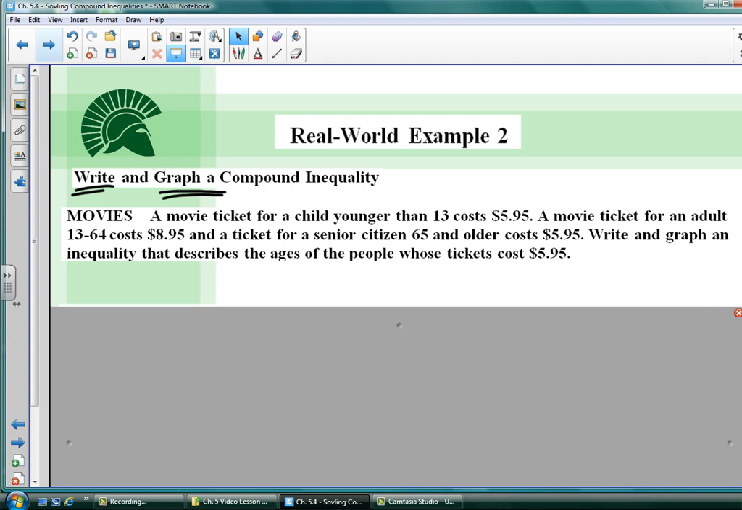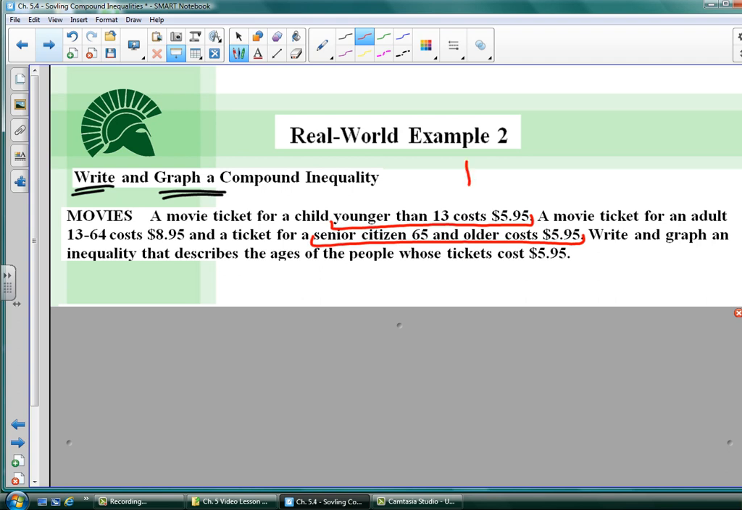There's only two sets of ages. One set is for the younger than 13 crowd, and one set is for the 65 or older crowd. These two sets don't overlap. These two sets are completely separate. And I couldn't make the statement that you could be younger than 13 and older than 65. That would not make sense. There's no time that you can be younger than 13 and older than 65.